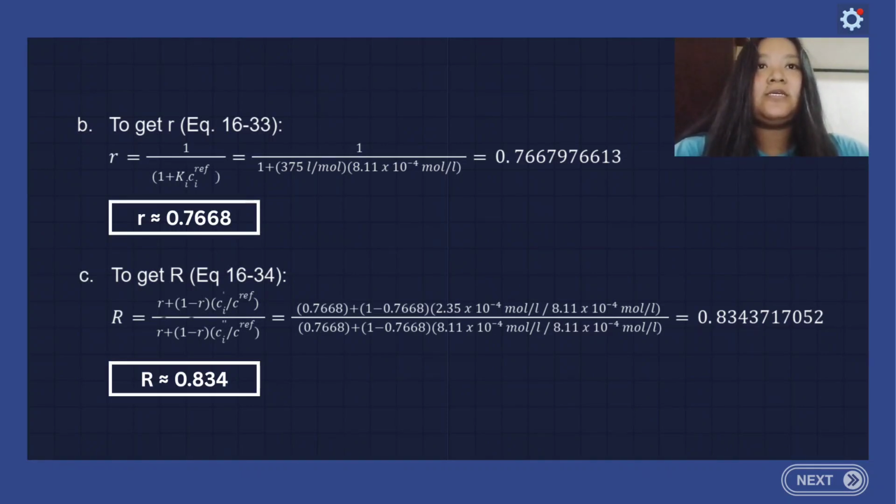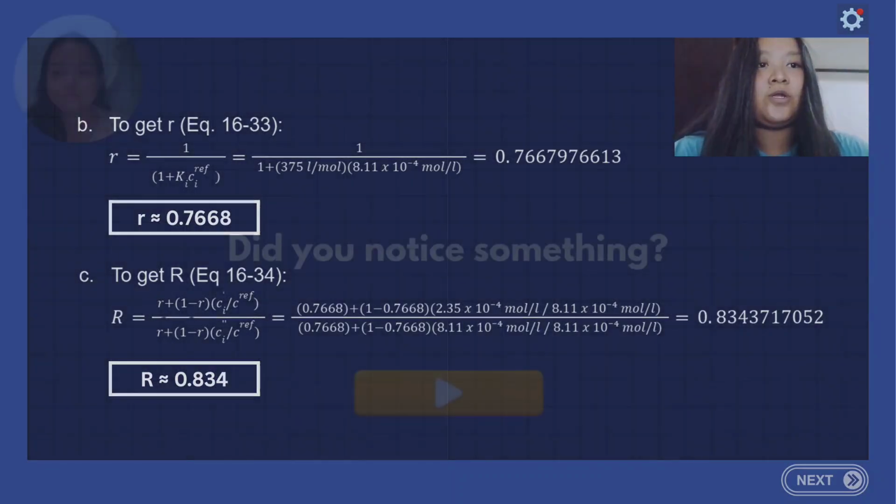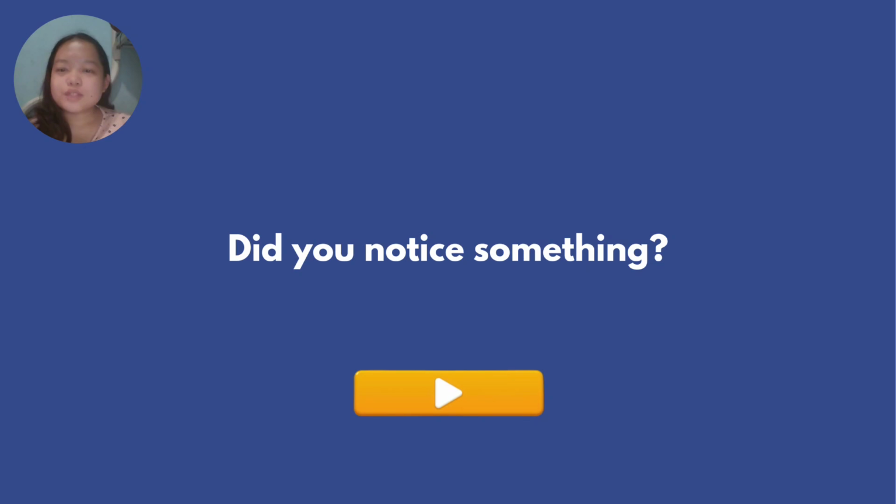For letter C, to get the separation factor based on equation 16-34, capital R is equal to R plus the product of 1 minus R and concentration of liquid where alumina is pre-saturated over the concentration of the feed all over R plus the product of 1 minus R and concentration of the feed over the concentration of the feed, that is approximately 0.834. The sample problems are done.